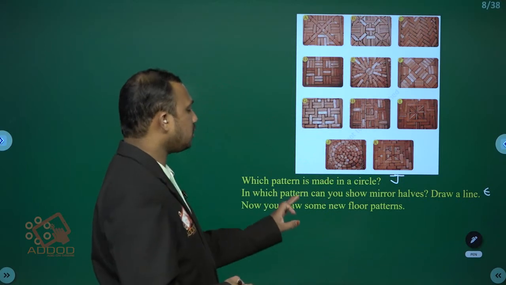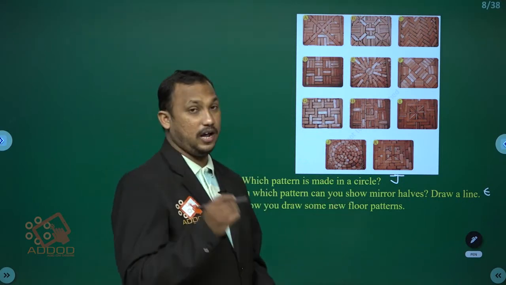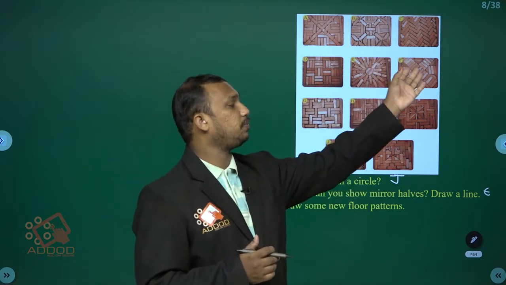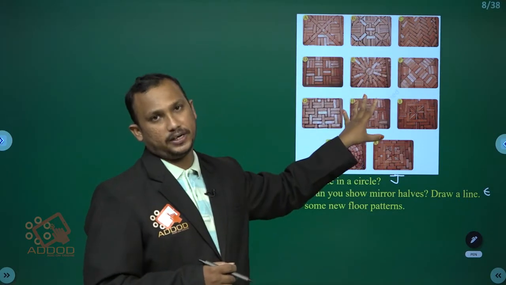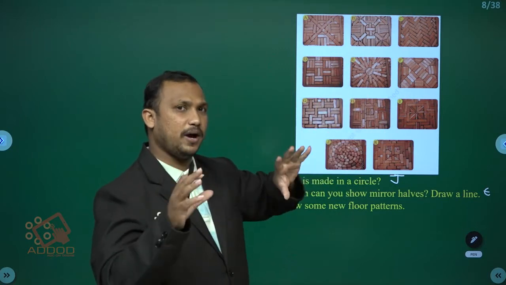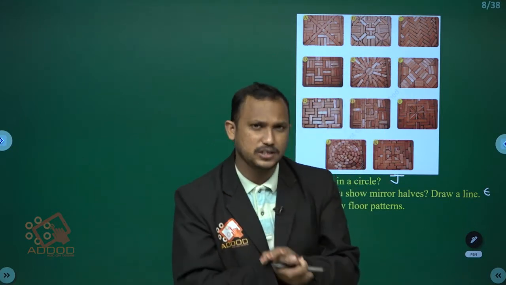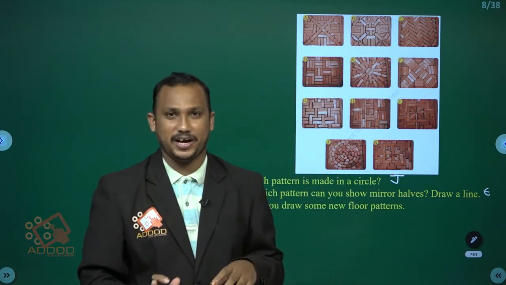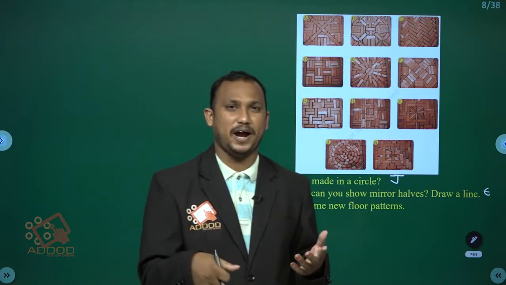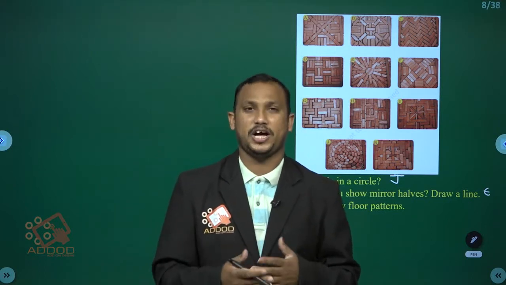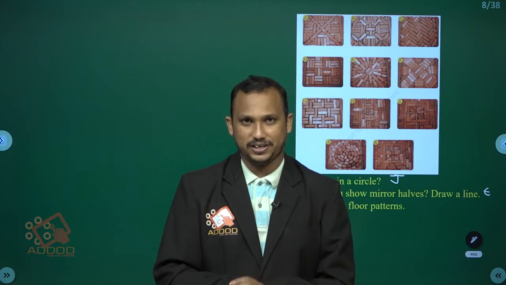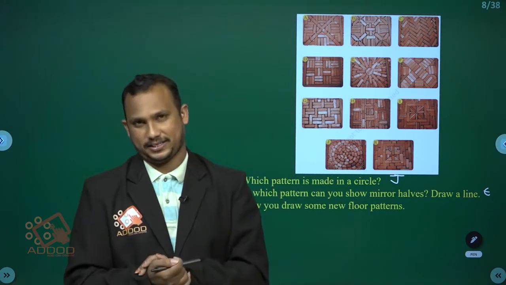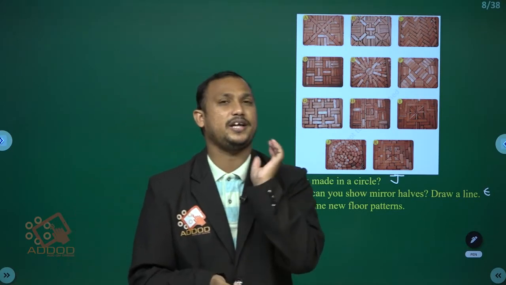Now you draw some new floor patterns like this. If you know any patterns like this, the masons made them like this, and some students also made it. If you get any new type of pattern in your mind, you can draw it, but on paper, not with bricks. If you want to make it with bricks, where would you draw? You should have that much place. You don't have it, no? So draw on paper with different types of patterns. It should look very neat and beautiful.